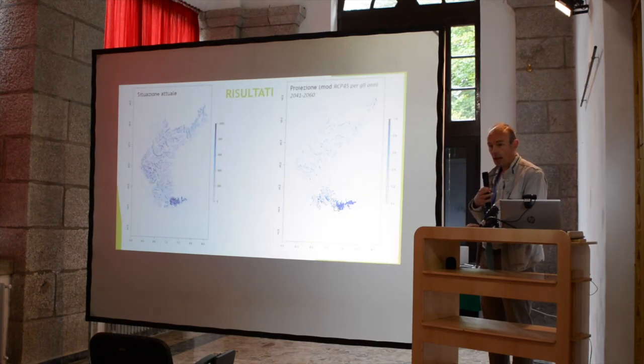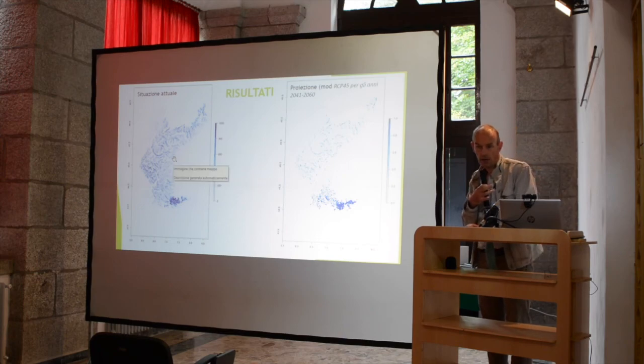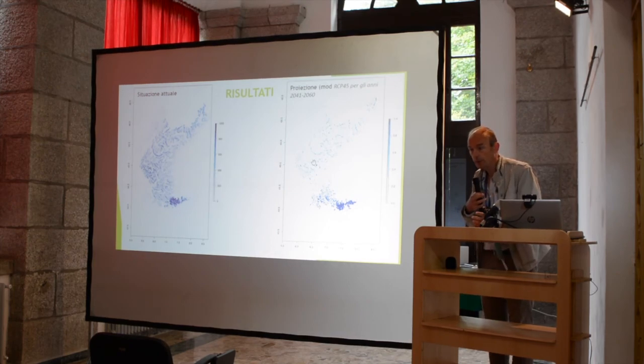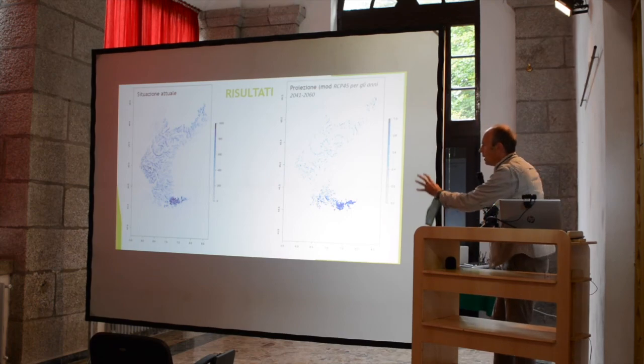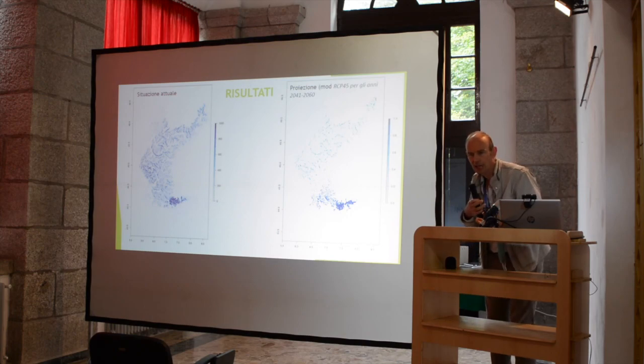So this is a kind of output on a map. This is the current situation, the climatically and topographically suitable areas. And this is the situation for the future. According to this model, obviously, there's less blue, so we're losing a lot of potentially suitable areas for the species.